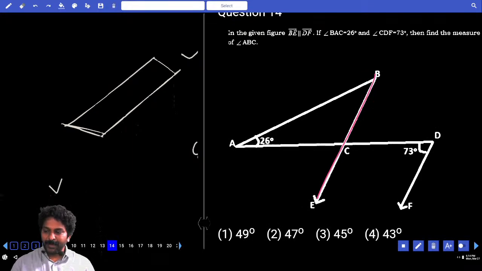BE parallel to DF. Angle BAC is 26 degrees. CDF is 73 degrees. The measure of ABC.